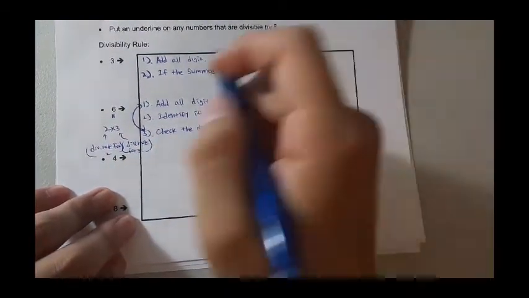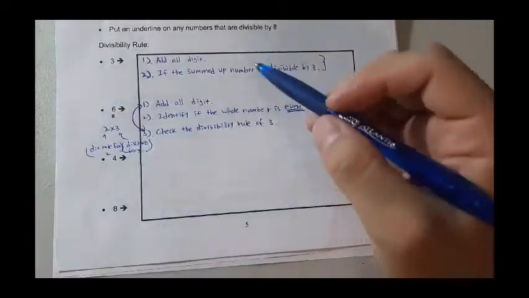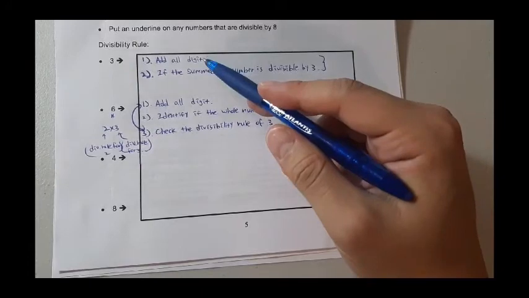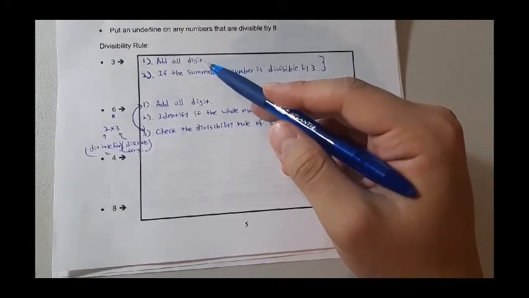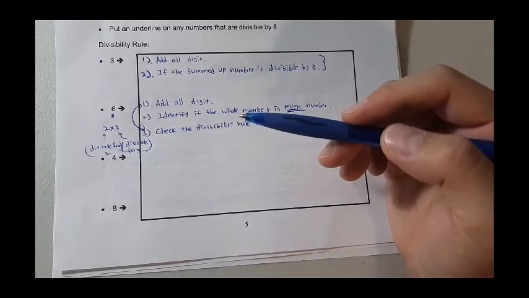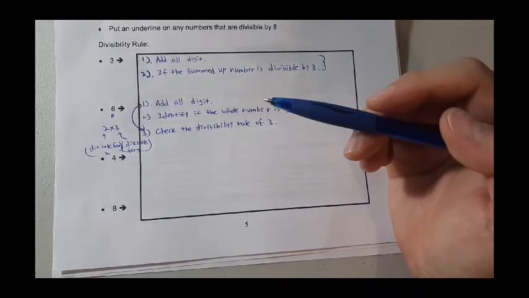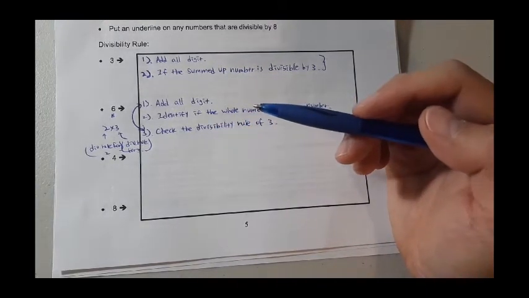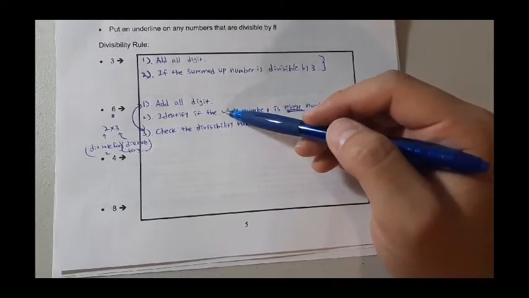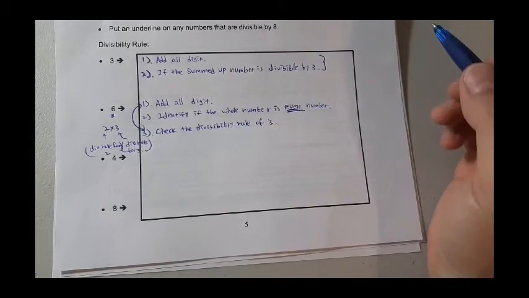So let's go back to what I did. When you look at the first one and the third one, it's actually a repetition of the divisibility rule of 3. Adding all of the digits and checking if that summed up number is divisible by 3, or is a multiple of 3. It's the same thing. And number 2, we need to check if they're even numbers or not.